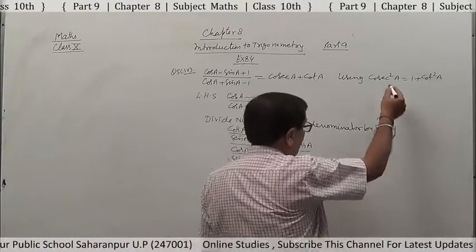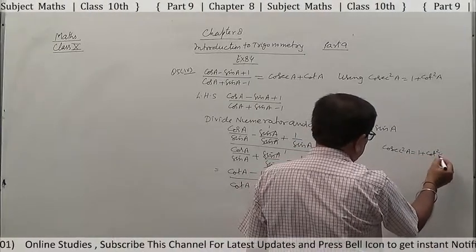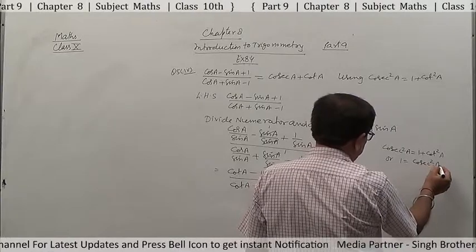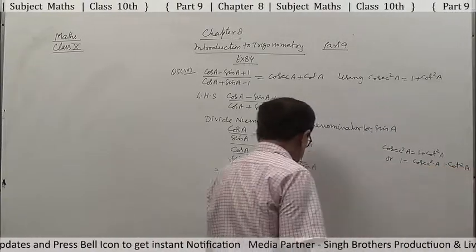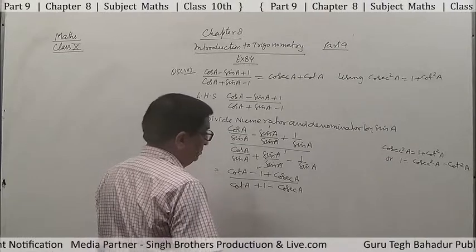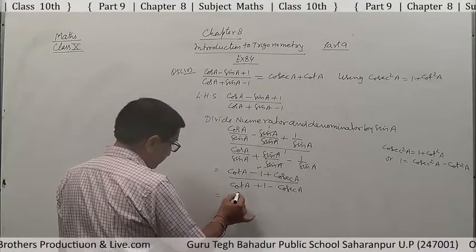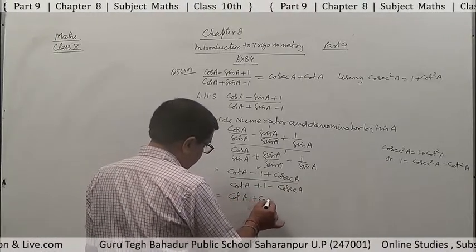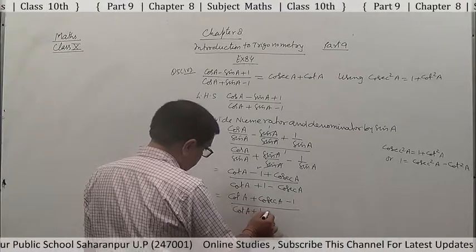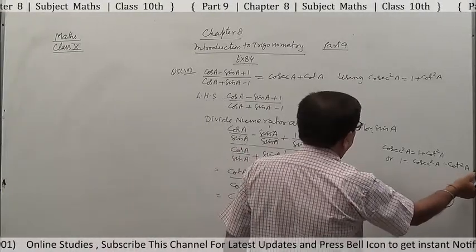You see, cosec square A is 1 plus cot square A, or 1 is equal to cosec square A minus cot square A. So in place of this 1, write cosec square A minus cot square A, and this cosec A write with cot A. It becomes cot A plus cosec A minus 1 upon cot A plus 1 minus cosec A. So value of 1 is, write it this one. We use this identity.